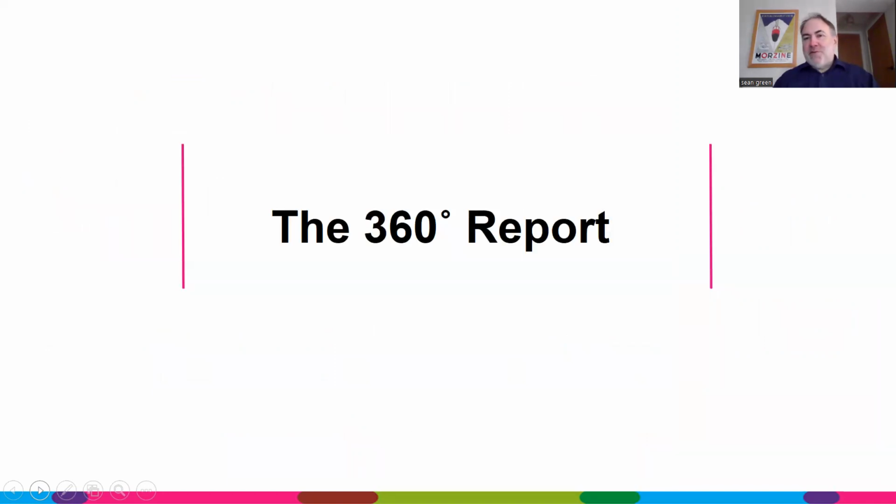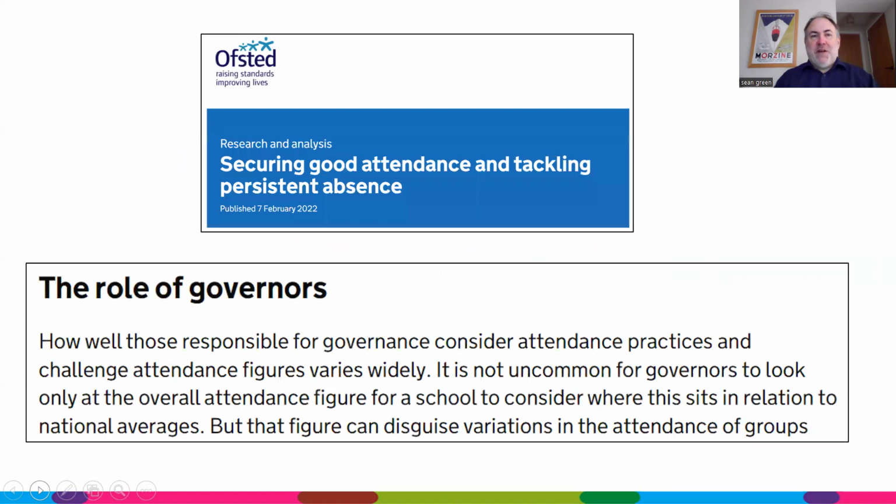Now, the 360 report was launched in February and has rapidly become our most popular report, and I think for fairly obvious reasons, because it tells you straight away on one page which groups you need to be looking at to focus on. Around the same time as this came out, and there's no link between this, Ofsted put a report out, and I've put a link to it on there.